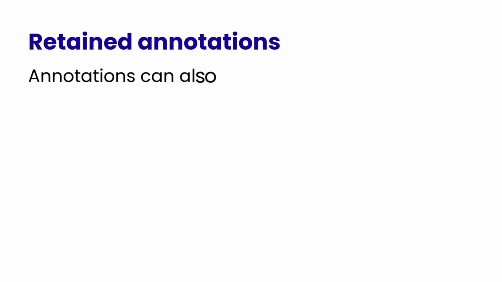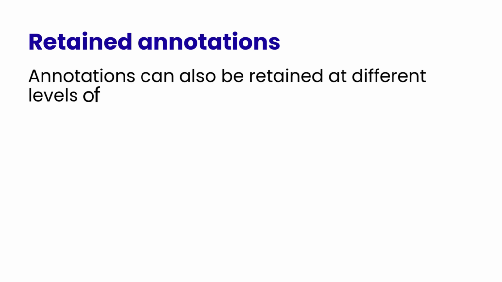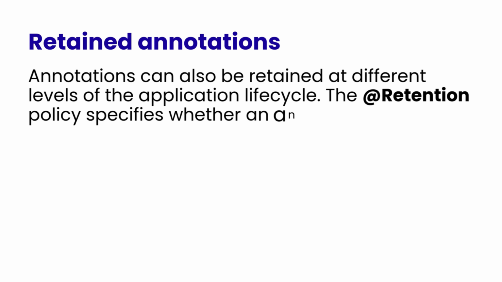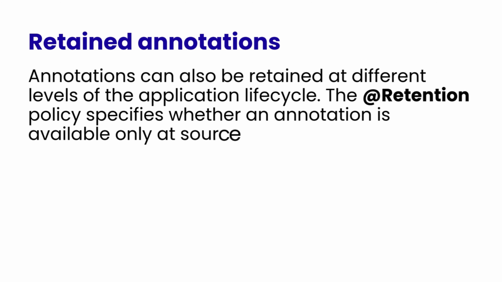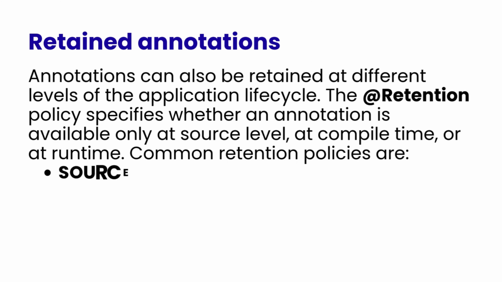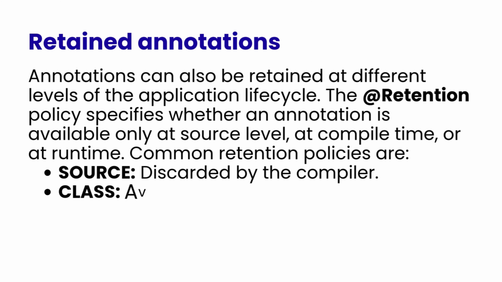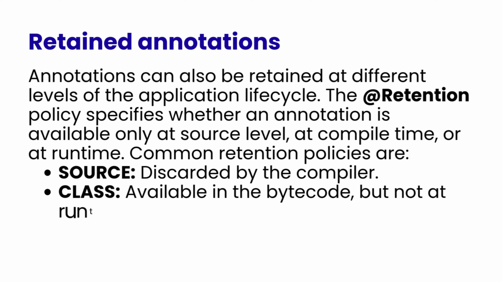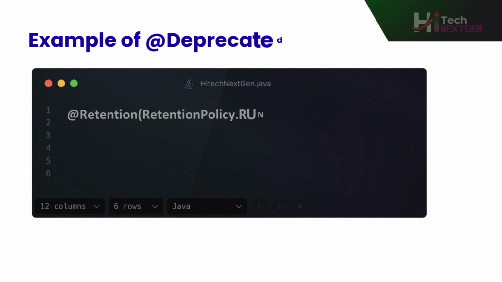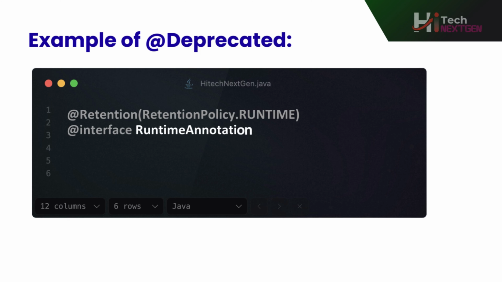Annotations can also be retained at different levels of the application lifecycle. The @Retention policy specifies whether an annotation is available only at source level, at compile time, or at runtime. Common retention policies are: SOURCE, discarded by the compiler; CLASS, available in the bytecode, but not at runtime; RUNTIME, available at runtime, often used in reflection. Example: @Retention(RetentionPolicy.RUNTIME), @interface RuntimeAnnotation.